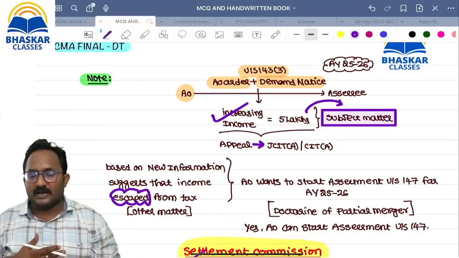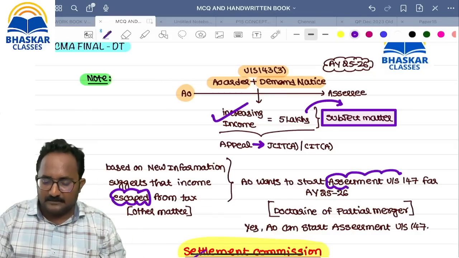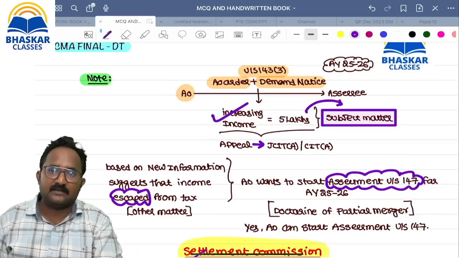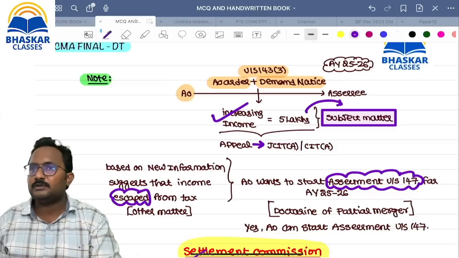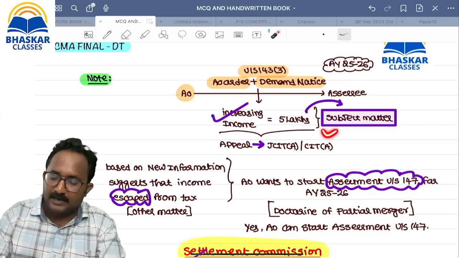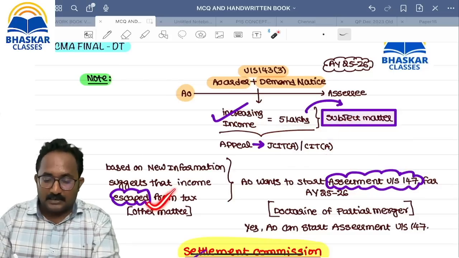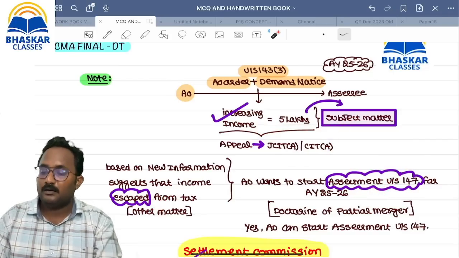Now, the AO wants to start which assessment? Income escapement assessment under section 147. Can he go for that 147 even though the appeal is pending? Yes. The subject matter can be decided by the appellate authorities. With respect to that other matter, we can go for the assessment.